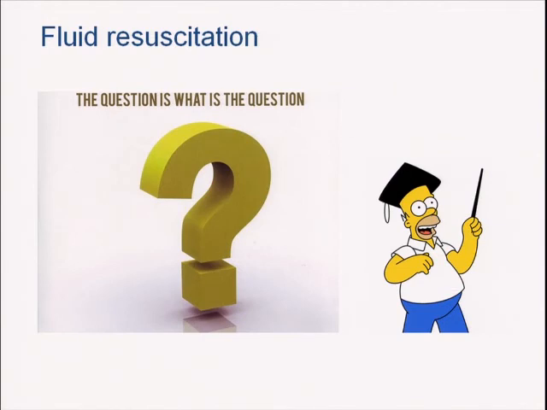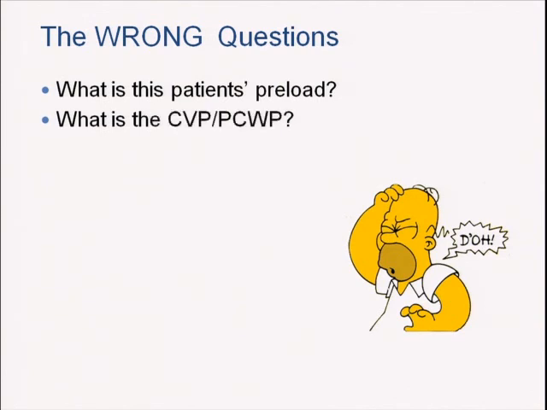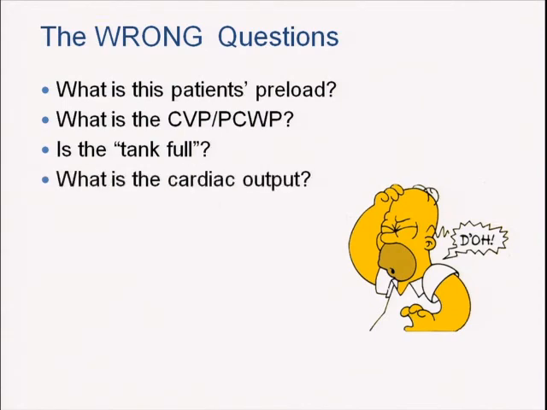So what is the right question you should be asking? These are the wrong questions. What's the patient's preload? What's the CVP? I think we've all gone beyond that now. We don't even need to talk about it. Is the tank full? As we know, patients don't have fuel tanks. What's the cardiac output? And what's the stroke volume variation? In terms of assessing volume responsiveness, these are the wrong questions.